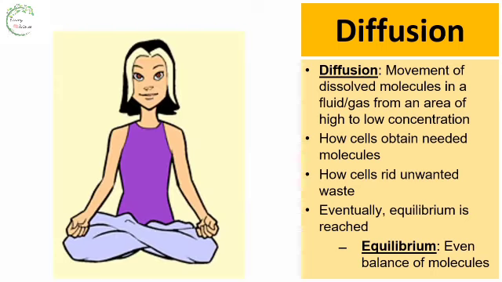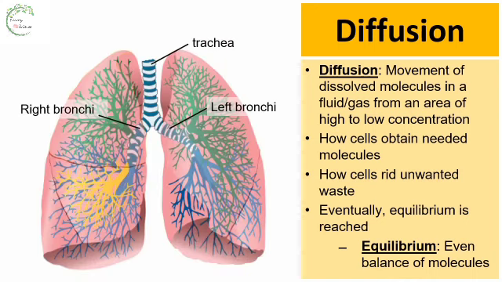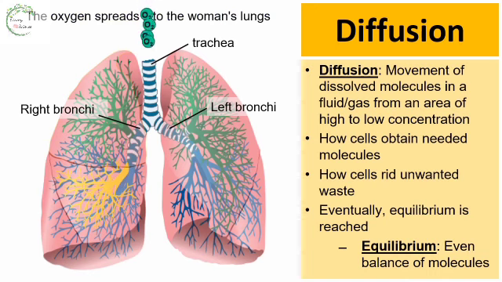Well, when we look at diffusion, we can look at how we breathe and understand how diffusion plays a role in this process. So imagine this woman here, she inhales a breath of O2, oxygen. If we follow that oxygen, we're going to see that diffusion plays an important role. As we follow the oxygen, it is going to spread into the woman's lungs, down her trachea, through the left and right bronchi, and into the woman's lungs.